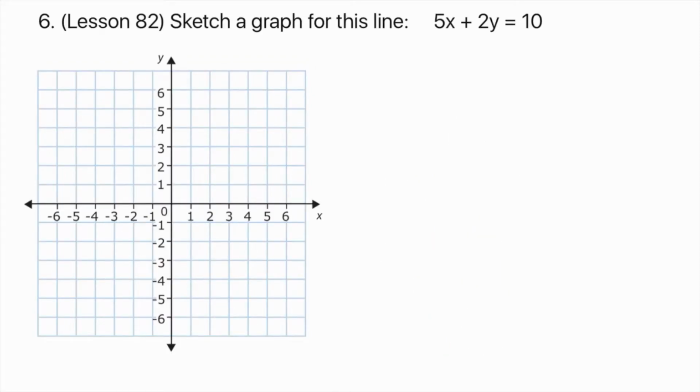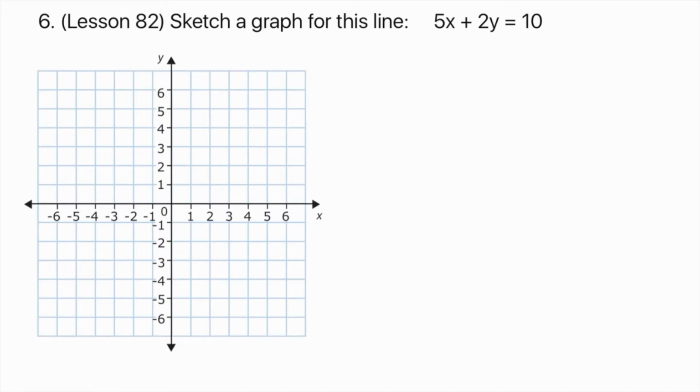For number 6, it's from lesson 82, and it wants us to sketch a graph for this line. So there are 2 ways to do this one. First way is, if we look at the formula, it's 5x plus 2y equals 10. That is not in slope-intercept form. So we could rearrange this formula to put it into slope-intercept form so we can easily see what the slope is and what the y-intercept is, and then graph it from there.